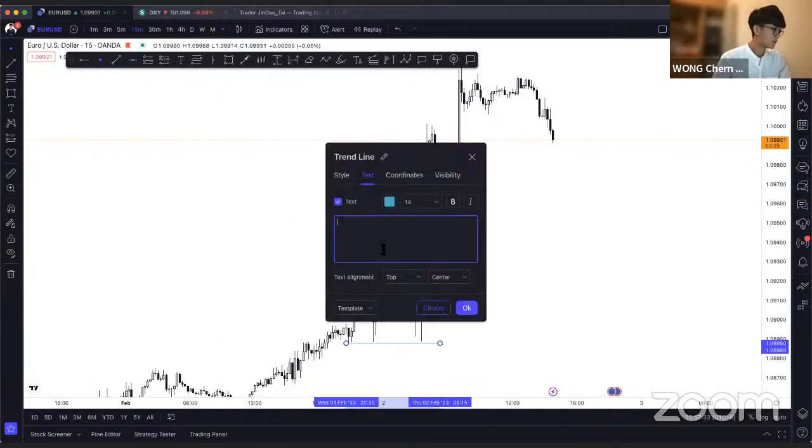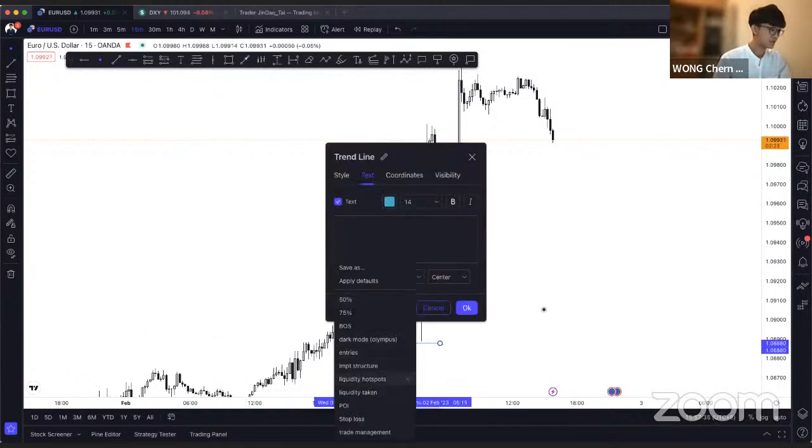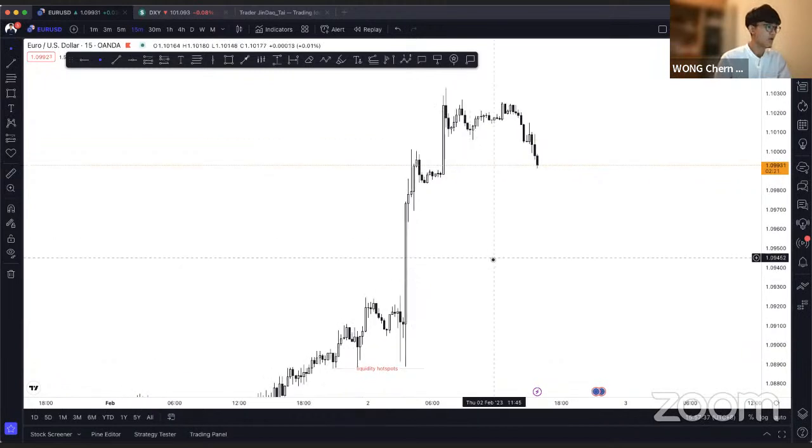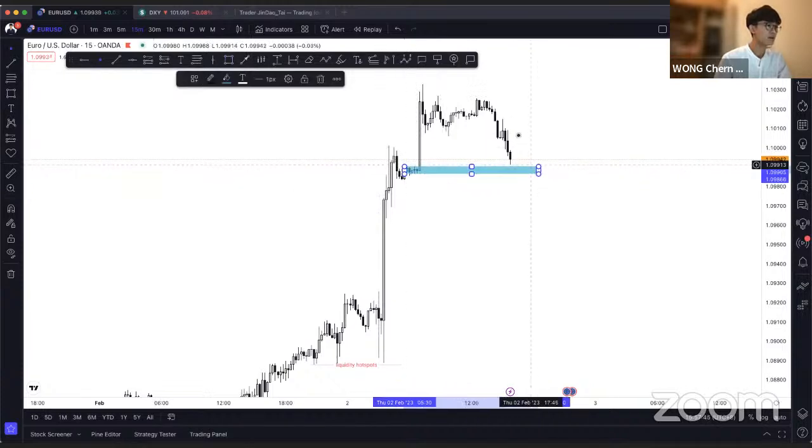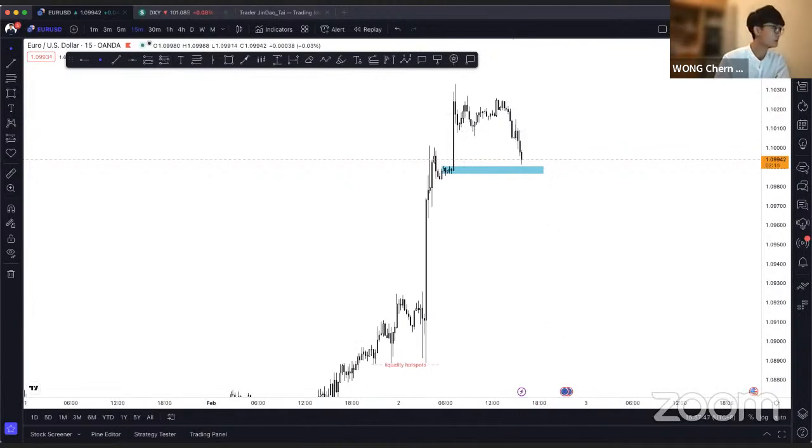Let me mark these out real quick. We can see that there's sell side liquidity over here, this area. Unfortunately, price might not necessarily tap into that area, considering how bullish it is now. And let me identify this area of demand zone right here.